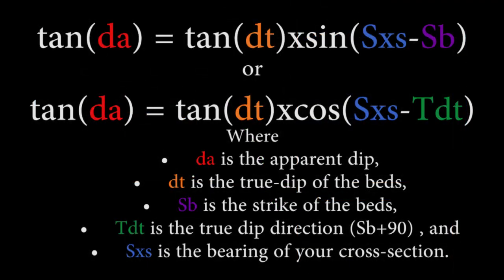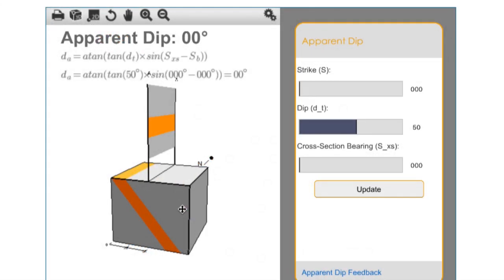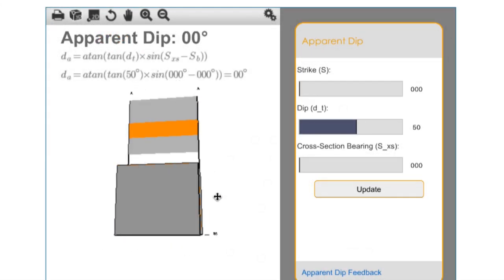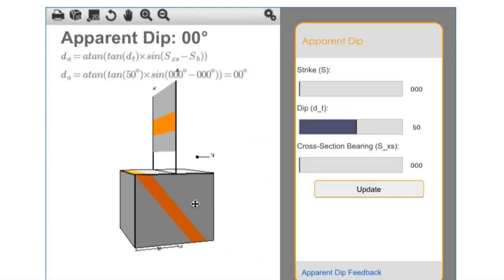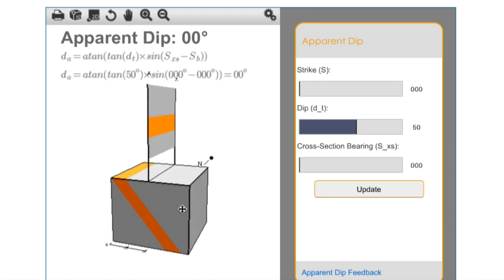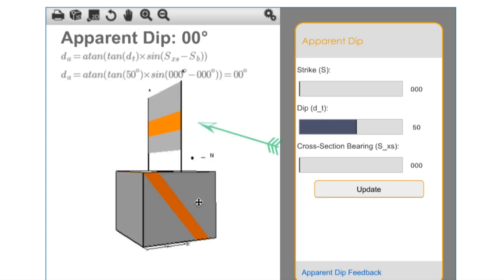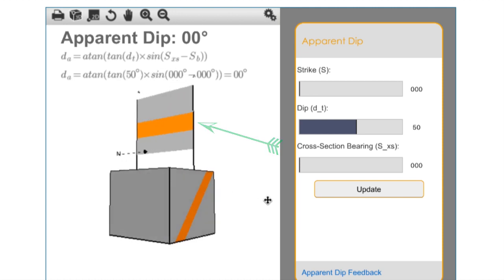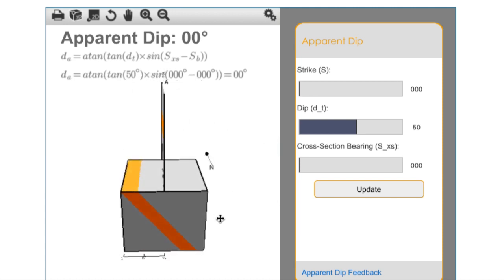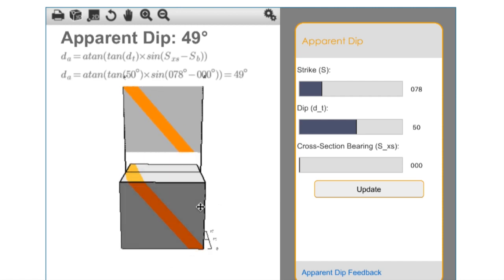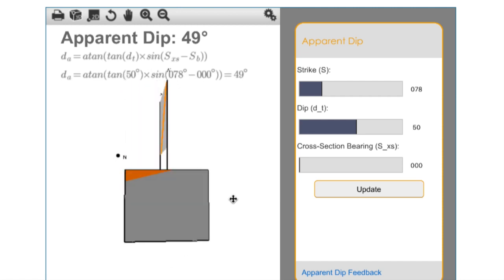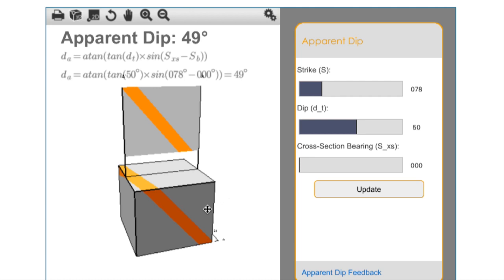Either of these formulas will work, the first using the strike of the plane in question, the second using the direction of true dip. The apparent dip can never be greater than the actual dip, and that is the case when we take a cross-section exactly perpendicular to the strike of the plane. Take a cross-section parallel to the strike, and the apparent dip will be 0, a horizontal line. Take a cross-section at any other angle between 0 and 90, and you will get a line with an apparent dip at a smaller angle than the true dip, getting smaller as your cross-section becomes parallel with strike.